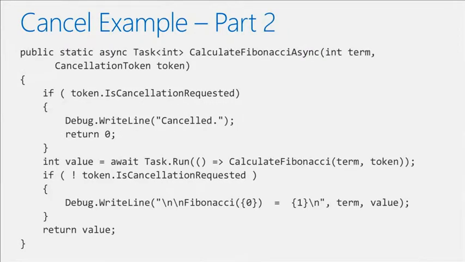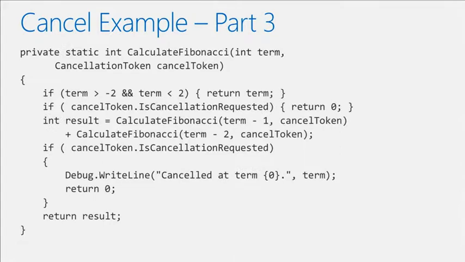And we can take a quick look at the async code. Now it takes that cancellation token. I'm periodically checking it. I check it before calling the synchronous version of the Fibonacci algorithm, and I check it afterwards. But I also pass the token into the synchronous routine because I'm going to check it every so often, before the recursive calls and after the recursive calls.